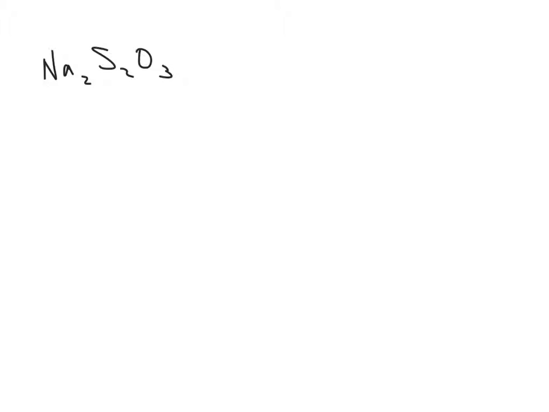Na2S2O3. So if you haven't had chemistry, this is sodium, this is sulfur, and this is oxygen. This tells me how many atoms I have of each one. So I have 2 atoms of sodium, 2 atoms of sulfur, 3 atoms of oxygen.